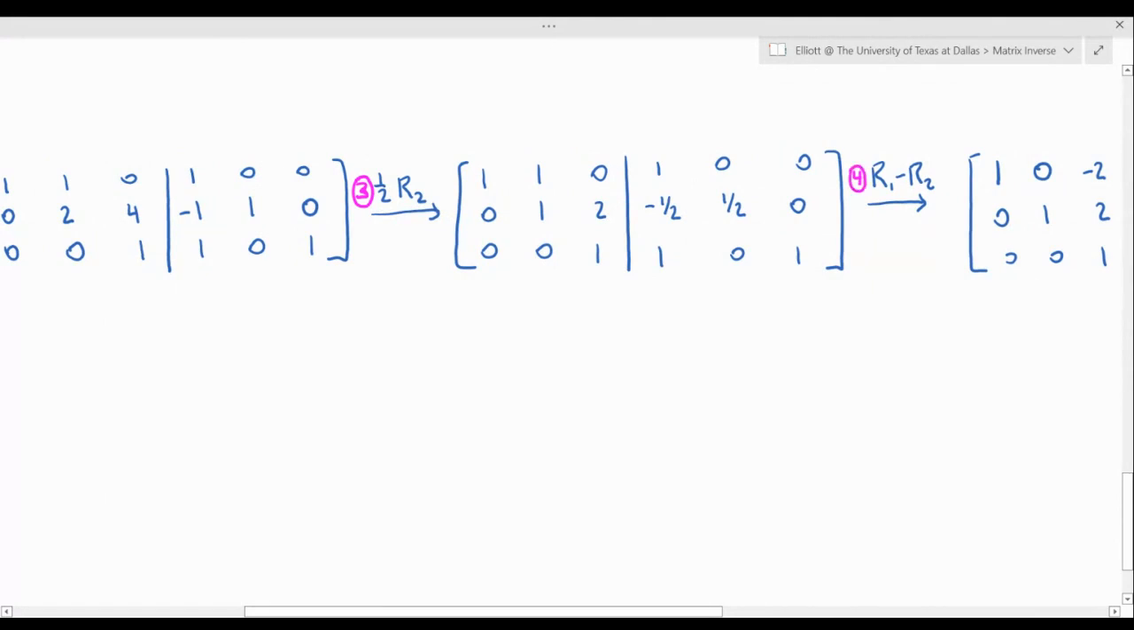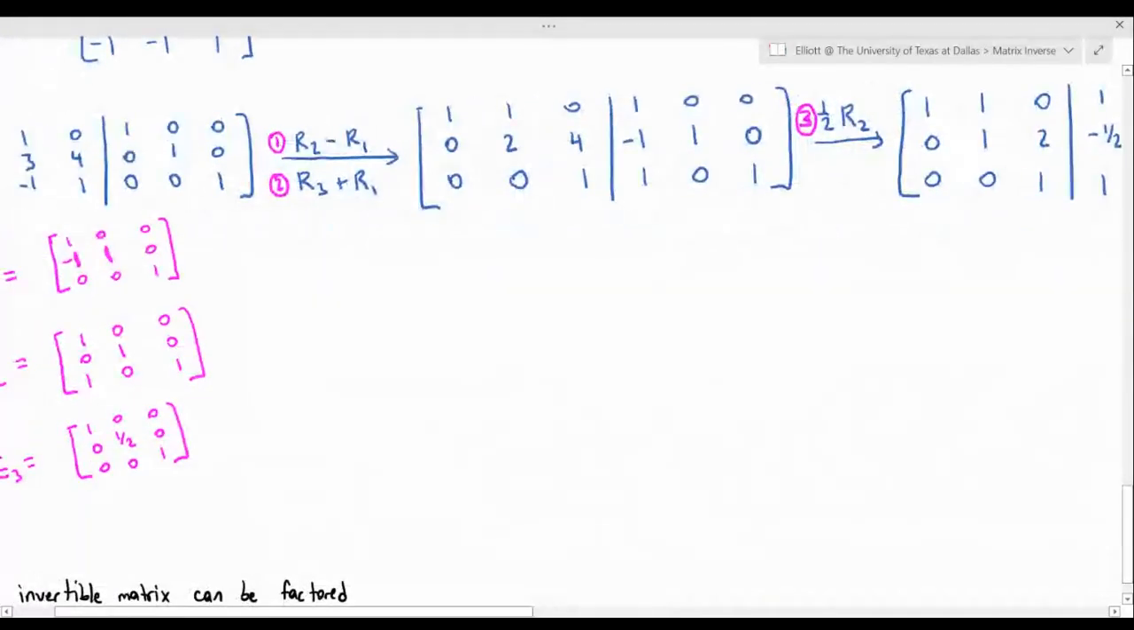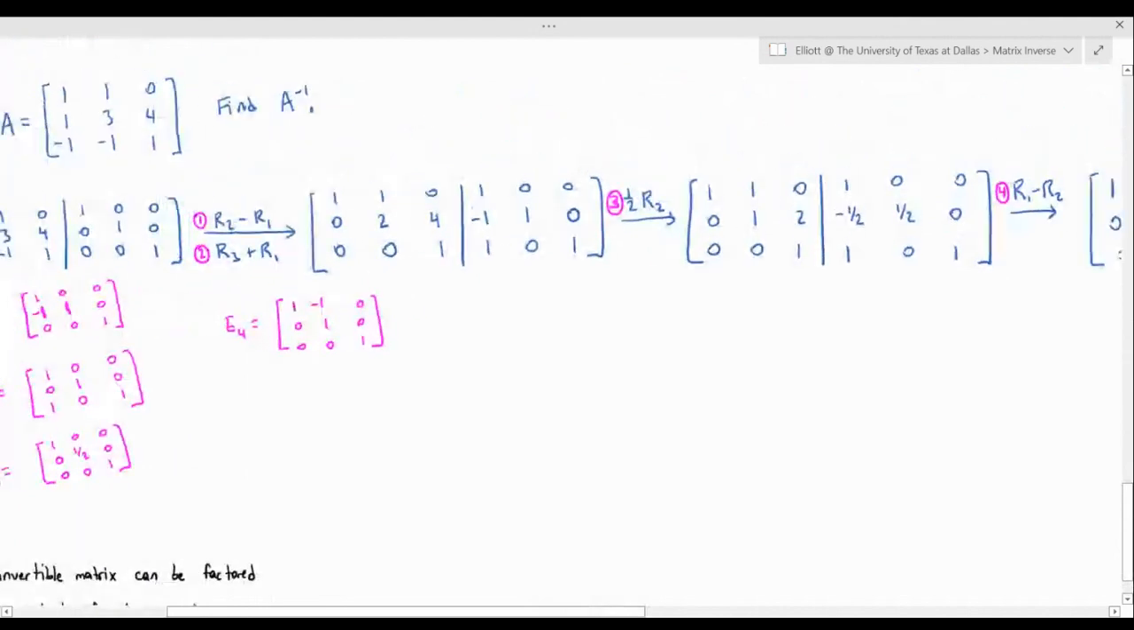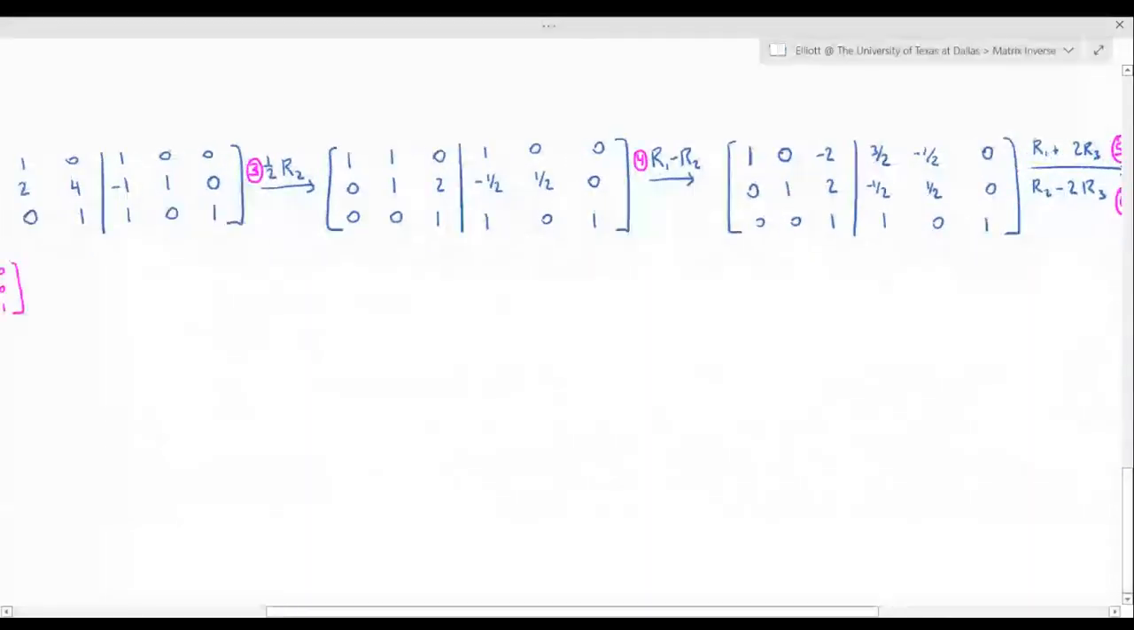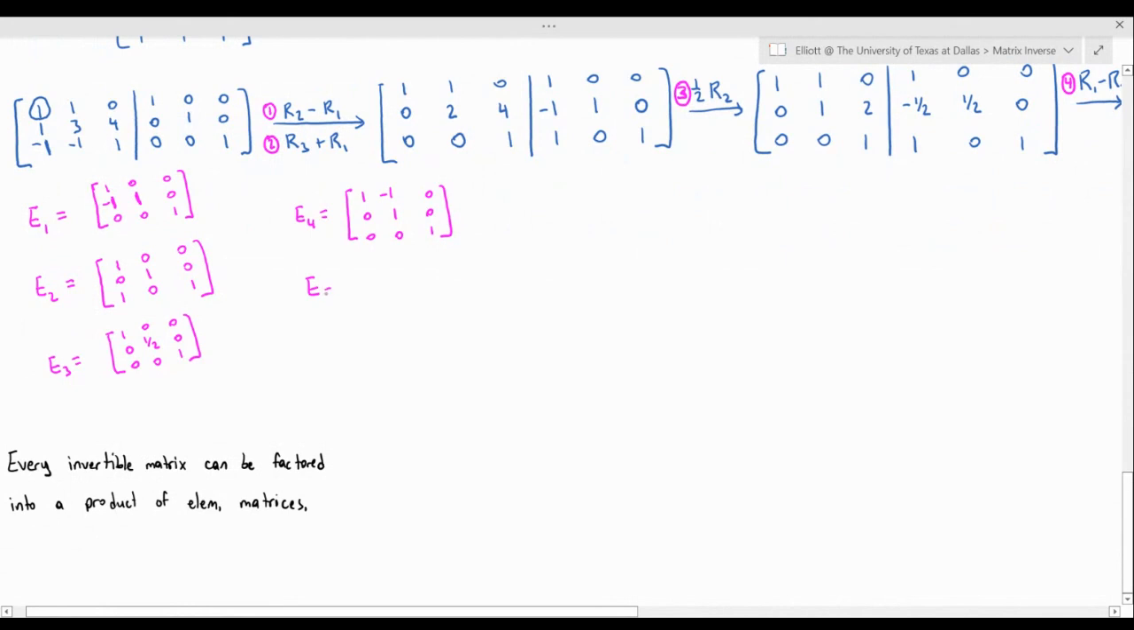For this operation, row 1 minus row 2, row 1 minus row 2 puts a -1 in the 1,2 entry. That's E4. And then we have just 2 more operations to do. So we did row 1 plus 2 row 3, and then row 2 minus 2 of row 3. Row 1 plus 2 of row 3 puts a 2 in the 1,3 entry.